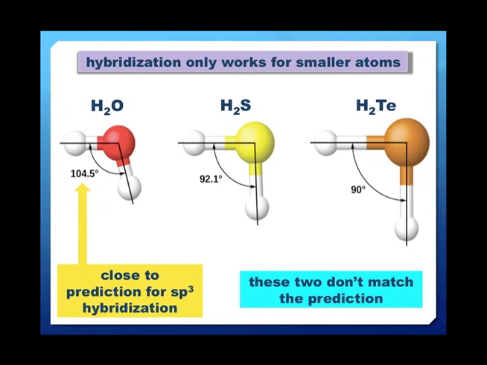And if we go to a much larger atom of tellurium, the experimentally observed bond angle is now 90 degrees, which is achieved when the 1s orbitals in the hydrogen atoms overlap with the unhybridized p orbitals of tellurium. No hybridization whatsoever is necessary to explain the structure of this molecule.